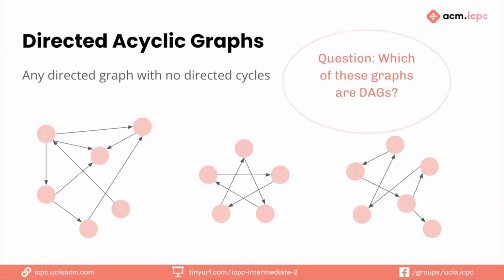So for a raffle ticket, take a minute, look at these 3 graphs, and please tell me which one of these are, or if there are multiple, which of these graphs are DAGs, or directed acyclic graphs.